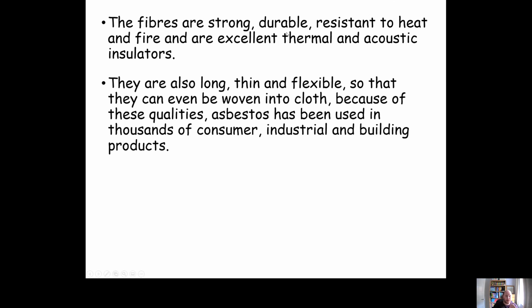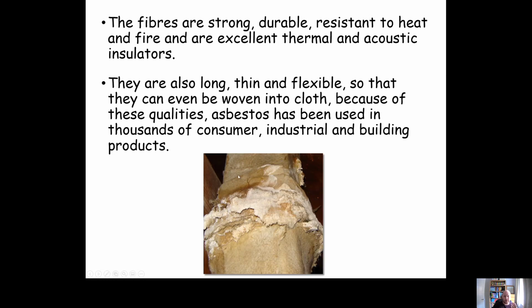So the fibres are strong, they're durable, resistant to heat and fire, and they're excellent thermal and acoustic insulators. And that's part of the reason why it was used so widely in the construction industry before the year 2000. The fibres are flexible. In the past, they've even been woven into cloth, mixed in with paper, mixed in with plastic, mixed in with cement. The asbestos was used regularly throughout the building industry for many years.